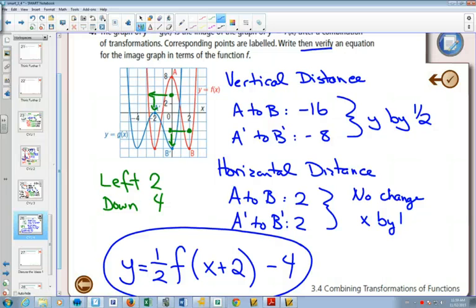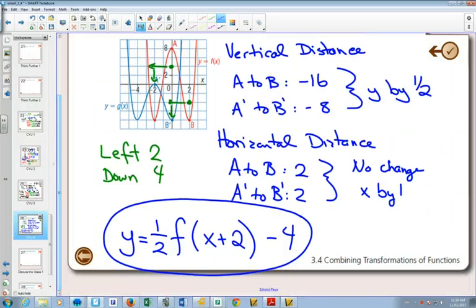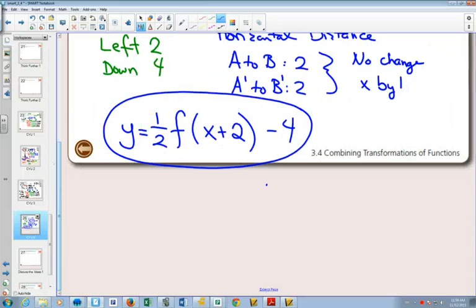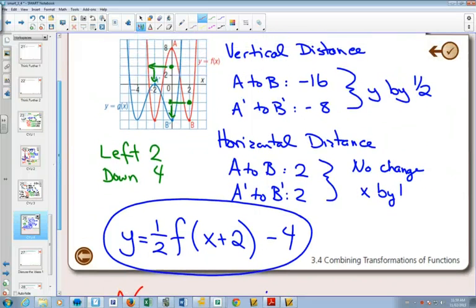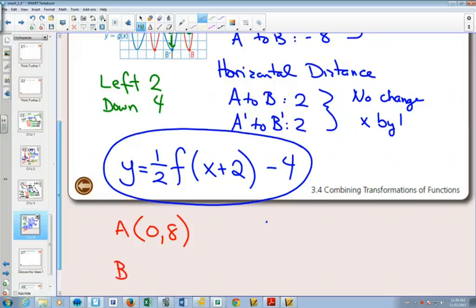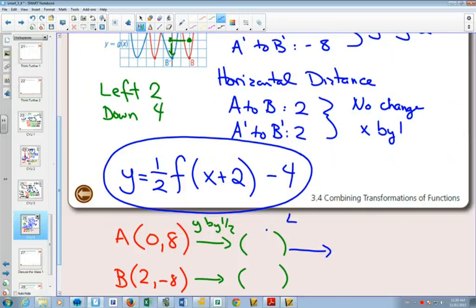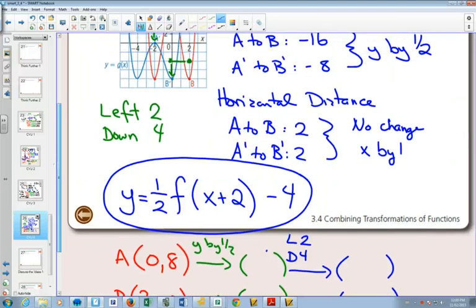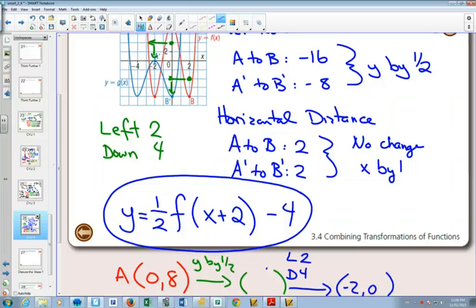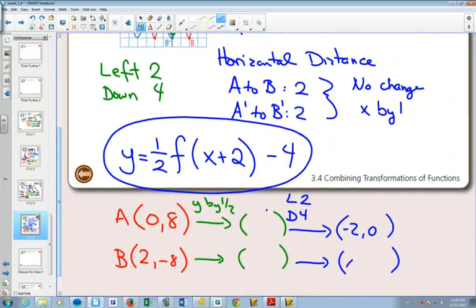The question does say, then verify. As far as verification needs to be, you would take the 2 points that we have originally. A was 0, 8. And point B was 2, -8. You would check if you multiplied y by the half, what point you would get. Then if you moved it left 2, down 4, you will find out that you will get -2, 0, which matches up with the point on our blue graph, and 0, -8, which matches up on our blue graph, and that would be how you would verify it.